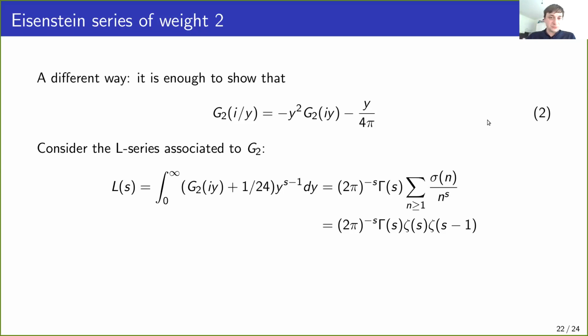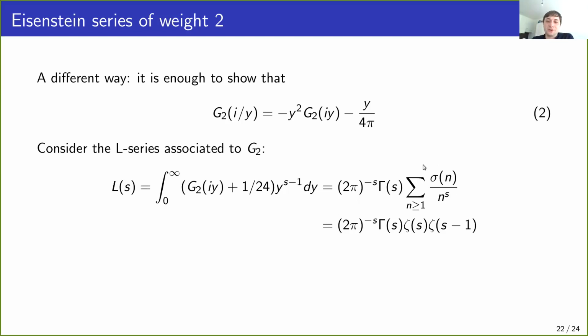And so what we do is something I'll talk a little bit about later. We associate to G2 the following L-series, an L-series with the gamma factor included. We integrate G2 of iy, plus the constant term, so that we kill it off, times y to the s minus 1, from 0 to infinity. If you've seen it before, this is the Mellin transform of this function. Just integrating the Fourier expansion, we get this sum: 2 pi to the power minus s times gamma of s times the Dirichlet series for the divisor sum function.